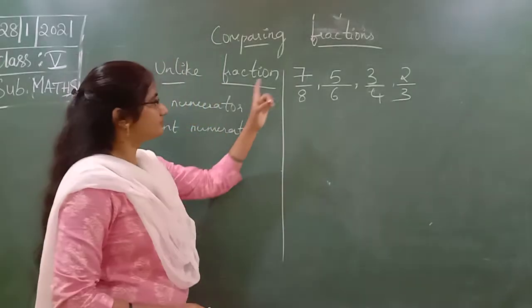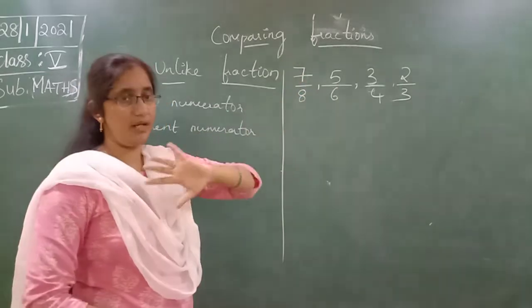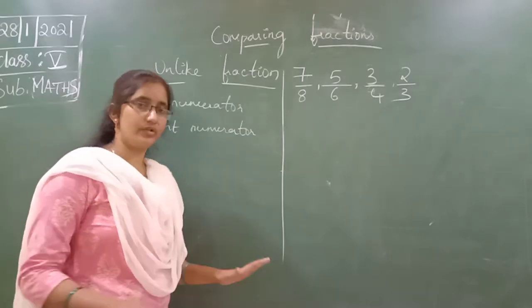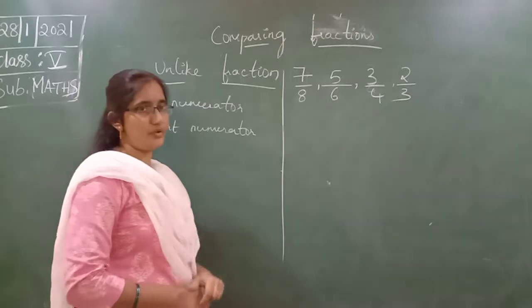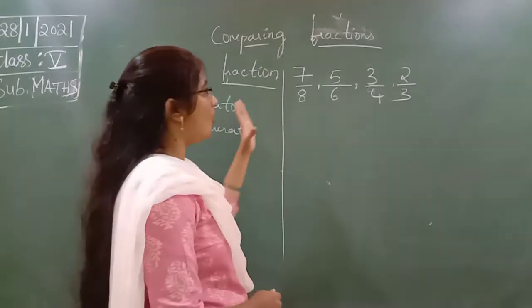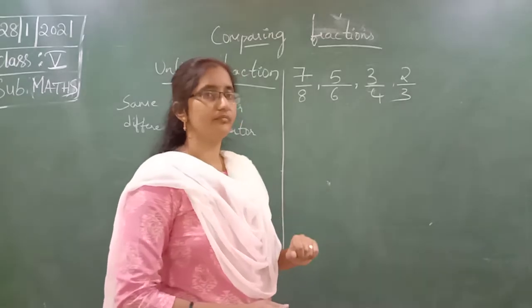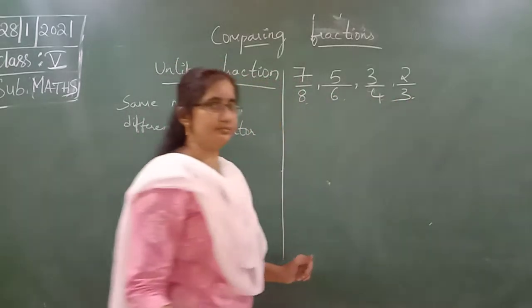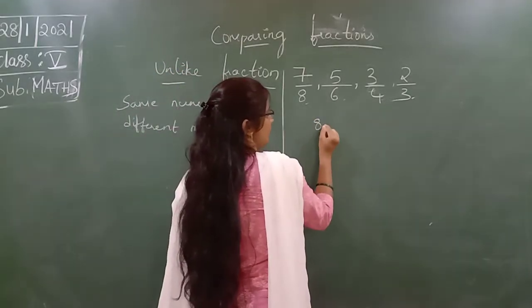Observe here. Do any of the fractions have the same denominators or same numerators? No, no denominator and numerator is the same. So how do we do it? We have to make all the denominators equal. How? Just take the LCM of all the denominators.